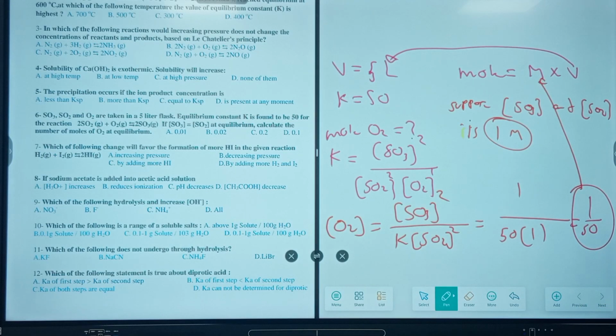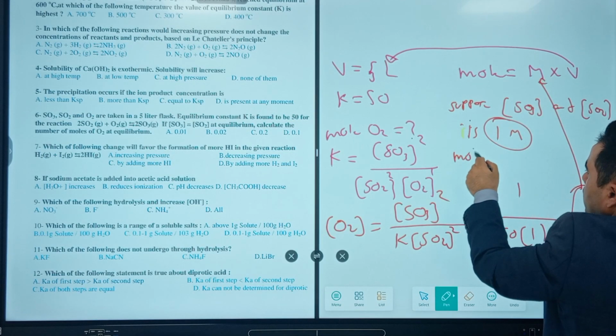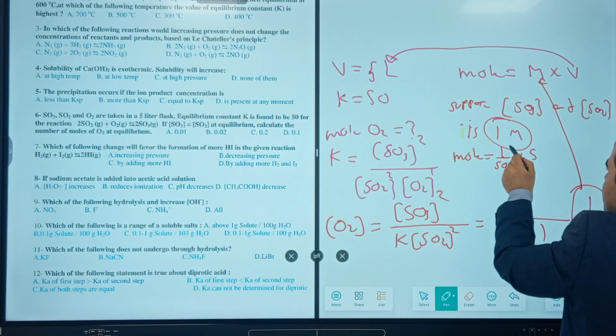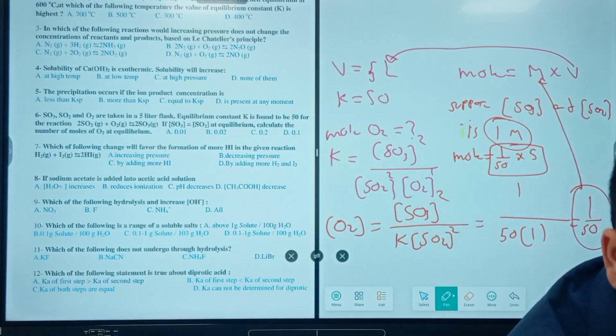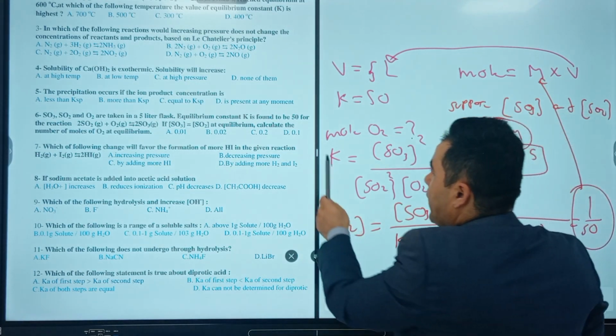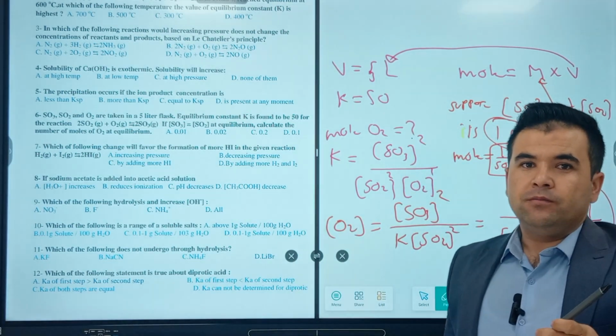Multiplied by 5, you get what? The moles. Moles equals 1 over 50 multiplied by 5. Let me solve it, how much it will be. It equals 0.1. So the correct answer is D. 0.1 is the moles of oxygen.